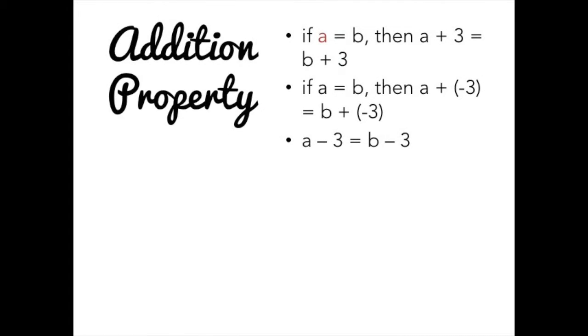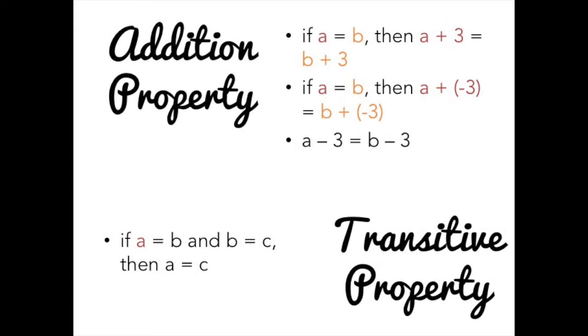Addition property. If A is equal to B, then A plus 3 is equal to B plus 3. If A is equal to B, then A plus negative 3 is equal to B plus negative 3. So A minus 3 is equal to B minus 3. Transitive property. If A is equal to B and B is equal to C, then A is equal to C.